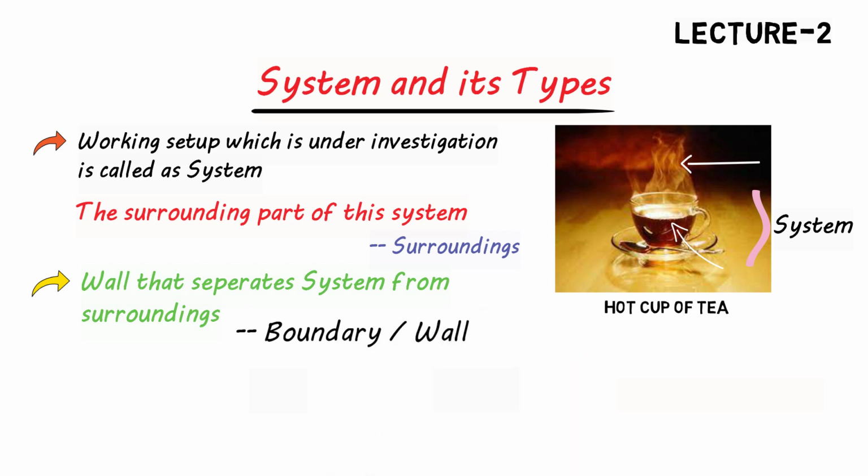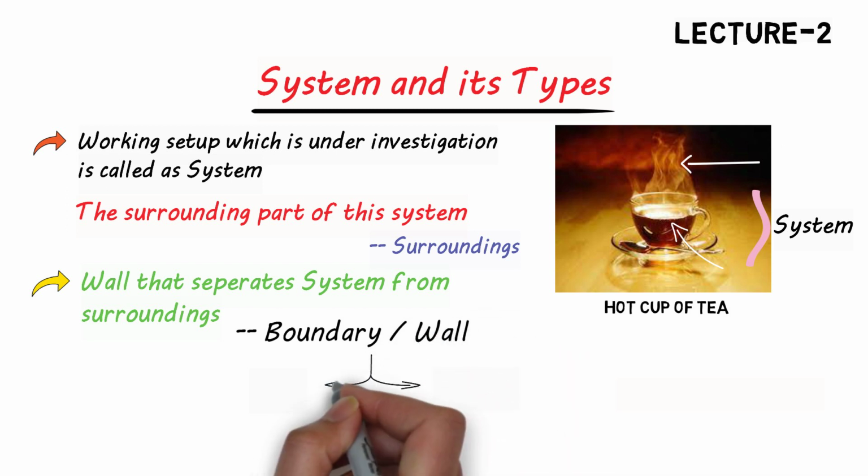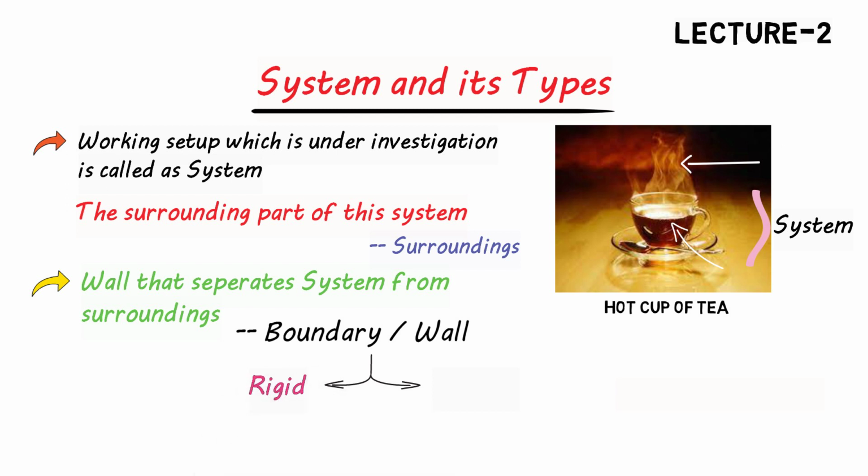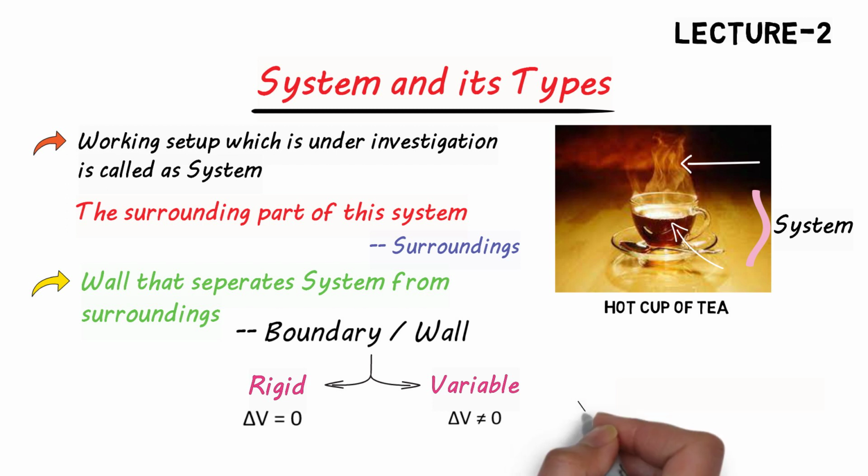This boundary can be of two types. One is rigid and the next is a variable boundary. In a rigid boundary there is no volume change at all, so delta V will be equal to 0, while in the case of a variable boundary or variable wall there is volume change, therefore delta V will not be equal to 0. So there is a change of volume in a variable boundary.